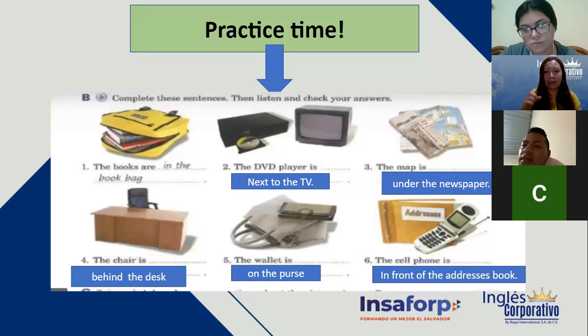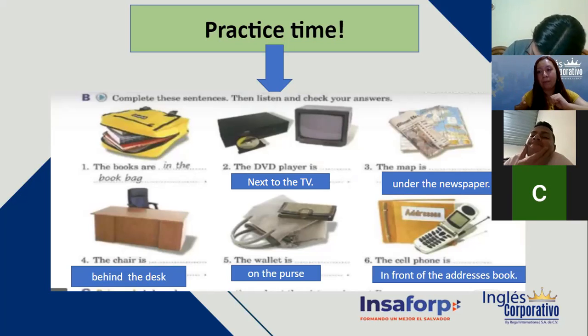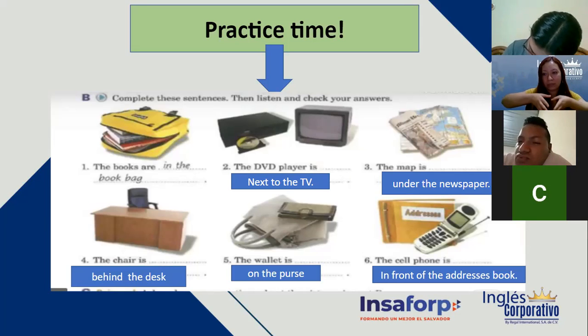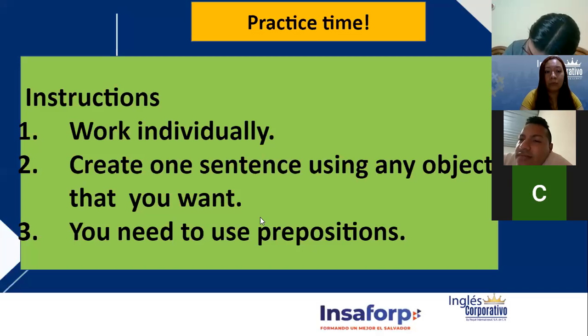Entonces, ¿cuál es la diferencia? In y at son en. In se refiere cuando algo o alguien está dentro de algo que por lo general está cerrado. Por ejemplo, yo estoy in my office. Yo estoy adentro de mi oficina. Pero si me preguntan como locación, I am at my work. I am at my job, ¿ok? Los dos son en, pero uno es más específico, encerrado dentro de algo. El at es ubicación como general, ¿ok? Good question, muy buena pregunta.